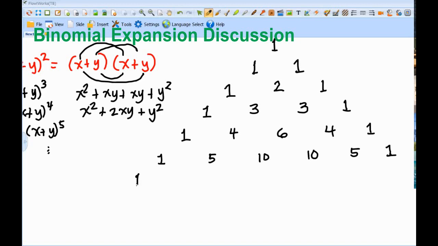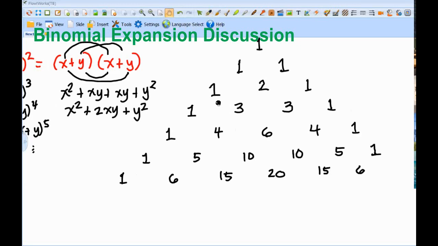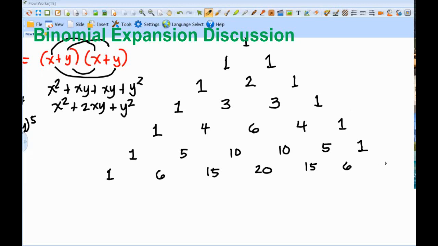It is 1. 1 plus 5, 6. 5 plus 10, 15. 10 plus 10, 20. 10 plus 5, 15. 5 plus 1, 6. And then 1. Okay. And then 1 again. 1 plus 6, 7. 6 plus 15, 21. 15 plus 20 is 35. And then this is 35 also. 21, 7, and 1.